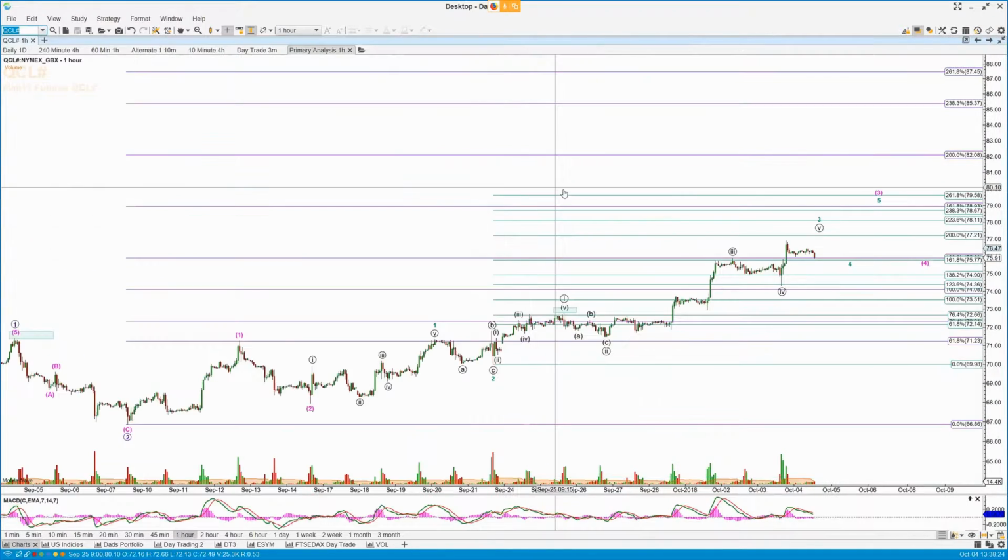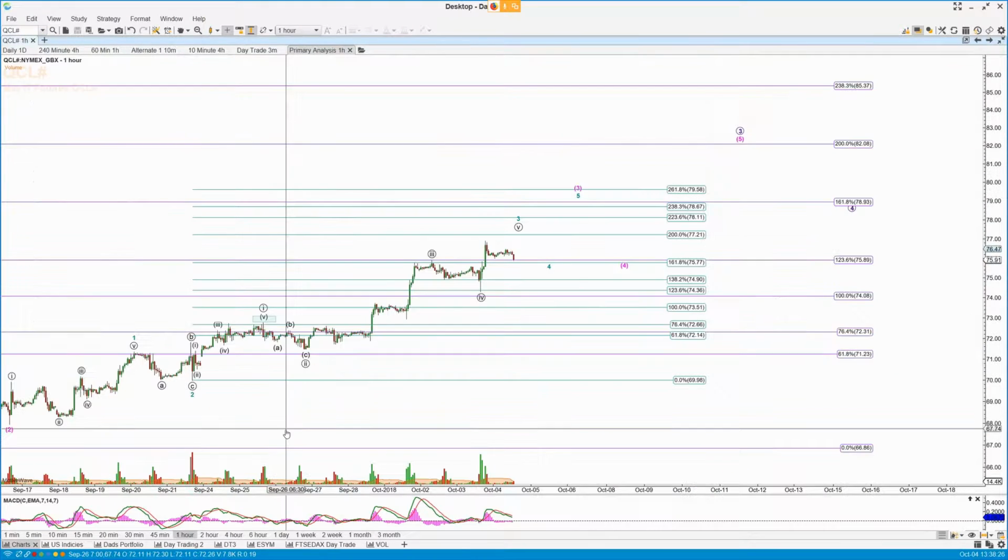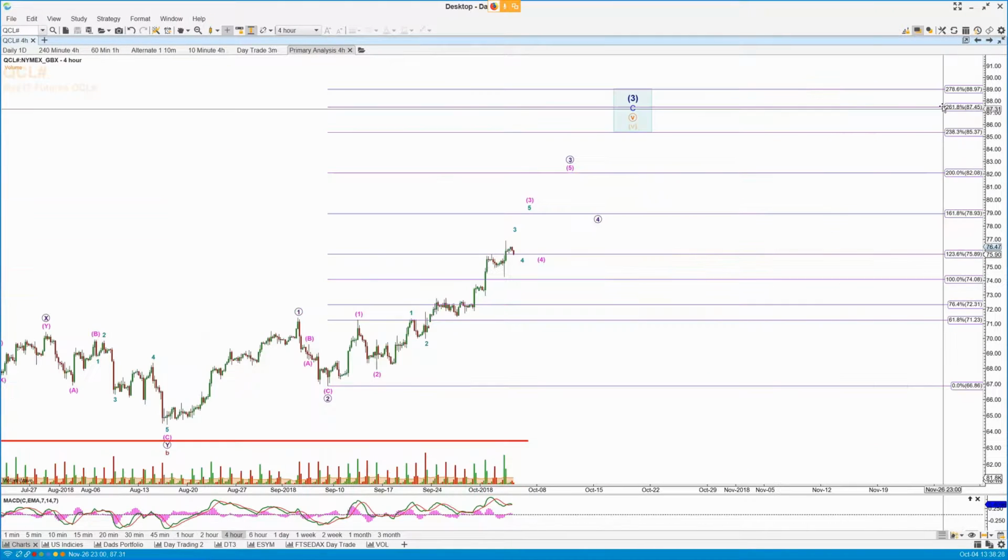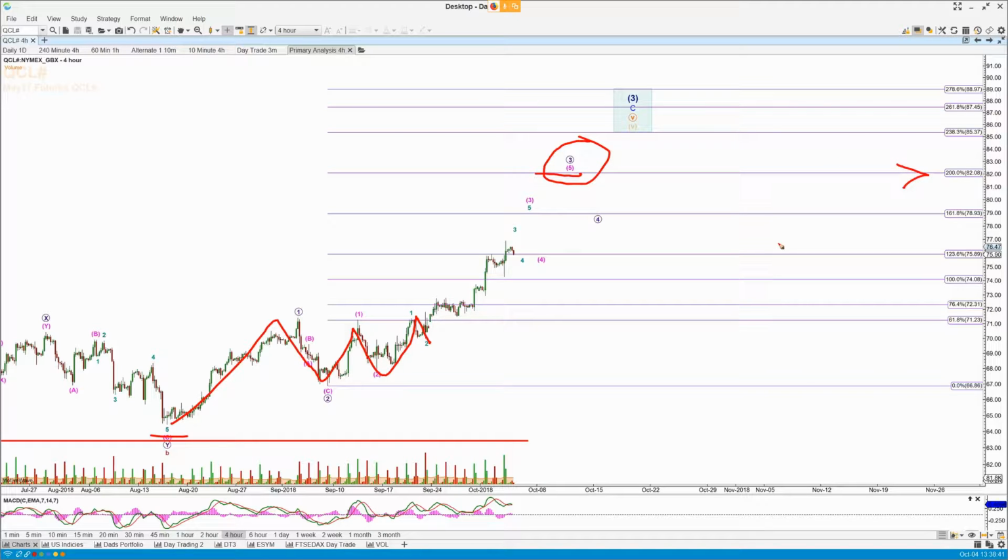Now let's come over and look at CL next this morning. Let's flip out to the 4-hour chart. Okay, so off the last low, the B wave, I've got a 1 2 1 2 1 2, and we're now in this 3 here. And I'm expecting the 3 of this move to come up to the 2.0 extension at 82.08.